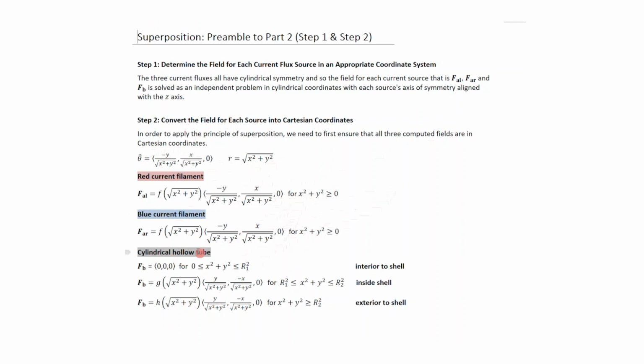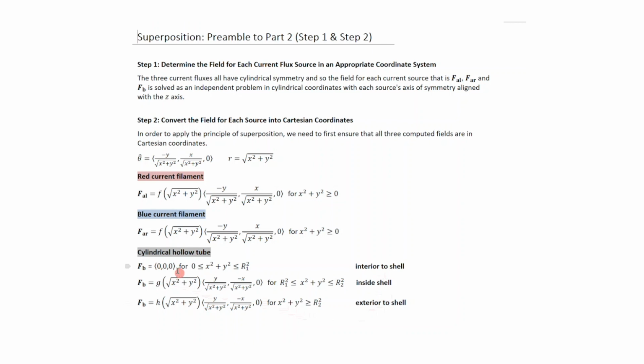For the cylindrical hollow shell, we have three different regions. Again, we have a discontinuous current source. We have a current flux density which is 0 for radius less than r1, which is the inner surface of the shell. Then we have a current distribution inside the shell, and we have a current distribution outside the shell. So we have the three cases to consider.